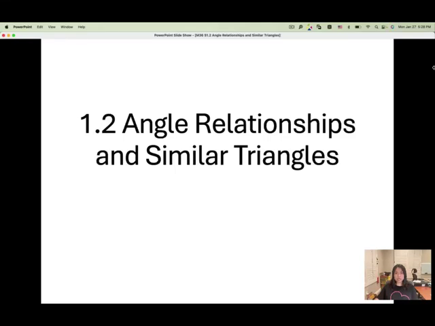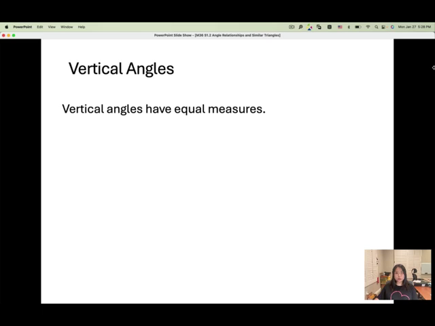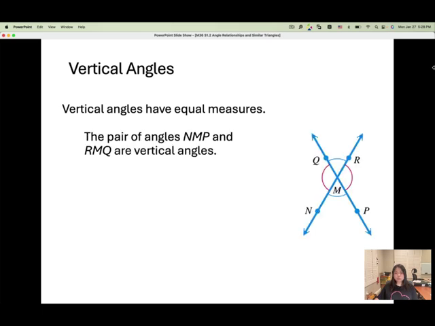Session 1.2 Angle Relationships and Similar Triangles. Vertical angles. Vertical angles have equal measures. Look at this example. The pair of angles N and P, this angle and angle RMQ, they are vertical angles. When they are vertical angles, that means these two angles are equal to each other. If this is 45 degrees, then this one is also 45 degrees.